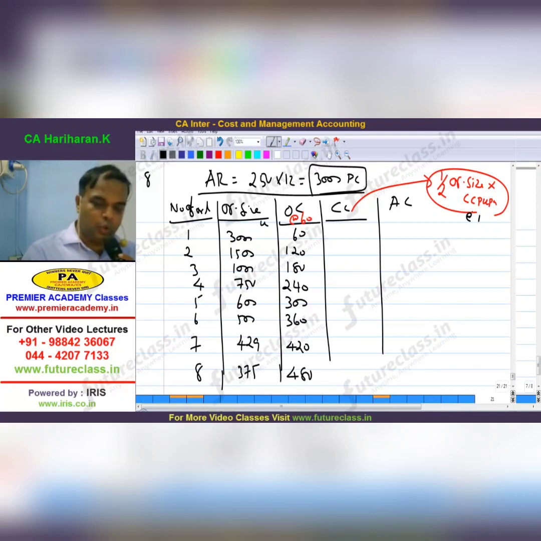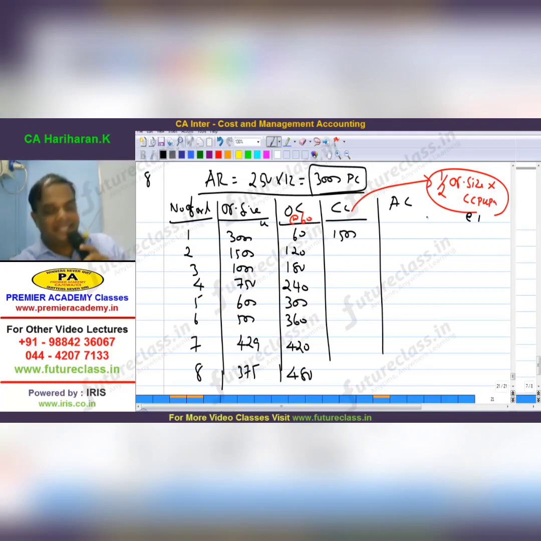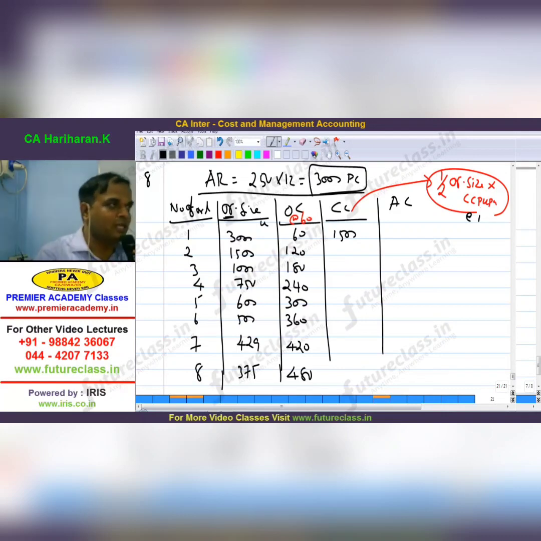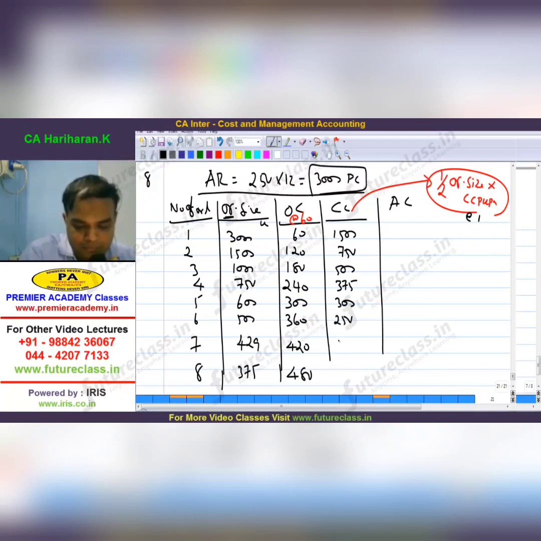10% on 10 rupees is 1 rupee. So here, order size first trial 3000. 3000 into 1 by 2 into 1. Half of the order size into 1 comes to how much? Shall I repeat or what? The formula for the carrying cost is half of the order size into 1. Order size 3000, half how much? 3000 into 1 by 2, into carrying cost 1 rupee, comes to 1500. Second one? 750, 500, 375, 300, 250, 215, 180.